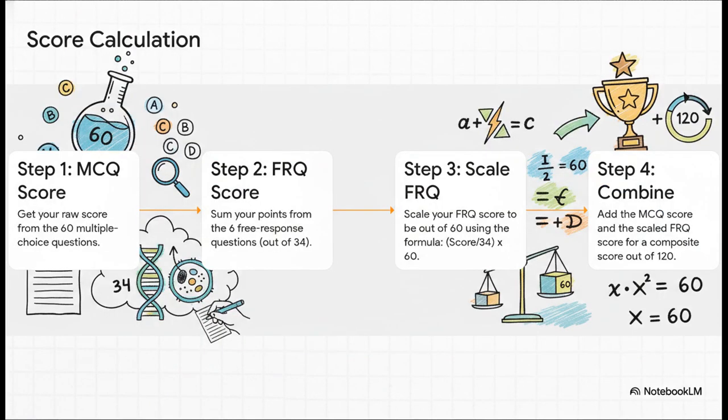So here it is, the secret formula in 4 easy steps. First, you take your MCQ raw score. Then, you take your FRQ raw score. Step 3 is the magic part. You scale up your FRQ score. You just divide your score by 34, then multiply by 60. This puts it on the same scale as the MCQ score. Finally, add those 2 numbers together for your composite score, which will be out of 120.